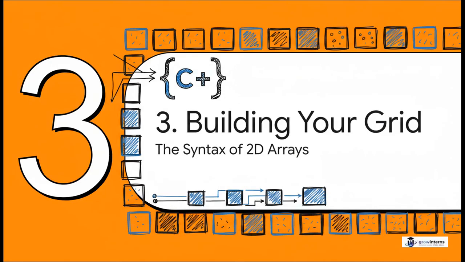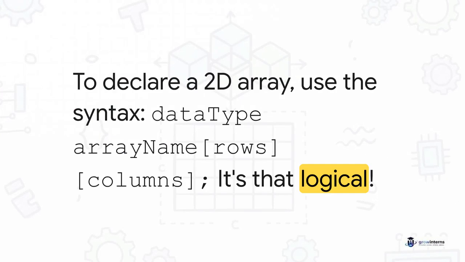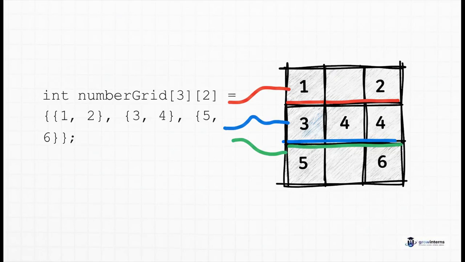All right, enough theory. Let's actually get our hands dirty and build one of these things in C++. So the syntax totally makes sense once you see it. You start with the data type, just like always. Then you give your array a name, and then come the 2 sets of square brackets. The first set tells C++ how many rows you want, and the second one tells it how many columns. Simple as that.